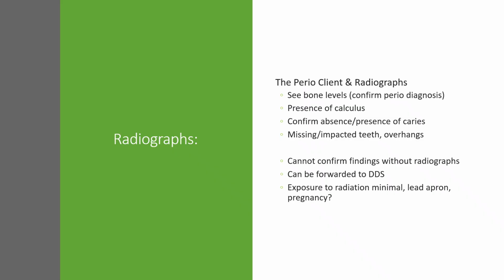It's going to let us see the presence of calculus, which is going to help us be able to debride that area more accurately. It's going to confirm the presence or absence of caries, right? We're going to look at that. That could be an issue that could be causing periodontal disease. It's going to let us see impacted teeth, overhangs. Again, if there's an overhang, there's usually food impaction. It contributes to bone loss, to inflammation. So radiographs help us to see that and help treat it.